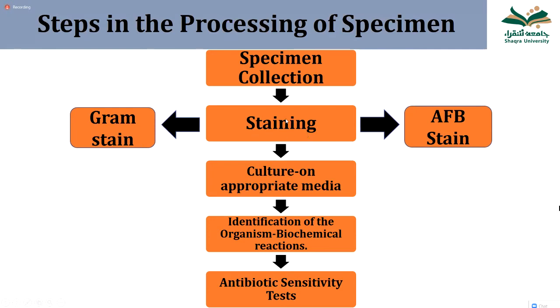And after staining, another thing which we do is the culture. To culture the bacteria, we use appropriate culture media, and we put the bacteria in the culture media, and the bacteria grow on them, and we identify them. How do we identify the bacteria? We identify the bacteria by biochemical reactions and also by their colony morphology. And we also perform antibiotic sensitivity tests to know which antibiotic will be effective to kill this bacteria.